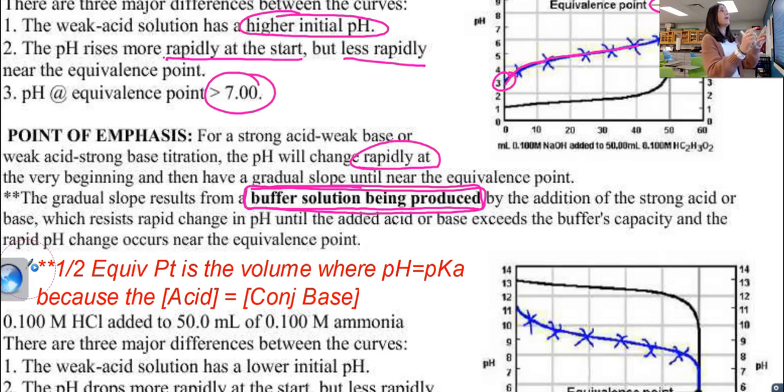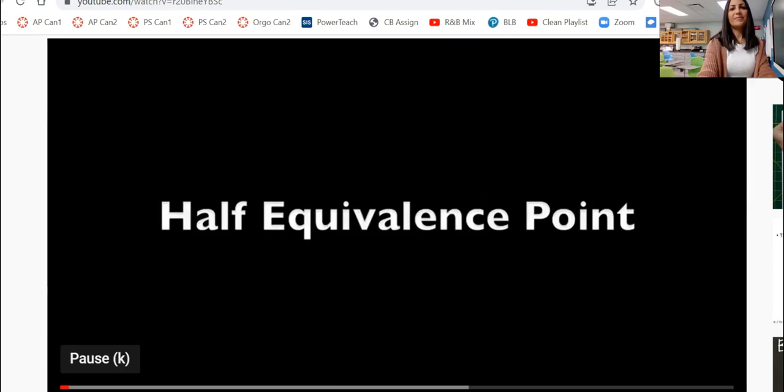What they're talking about when they say halfway to the equivalence point is, if my equivalence point is at 50 mils, then what's happening at like 25? That's what we're talking about here, okay? And so that's an important part.